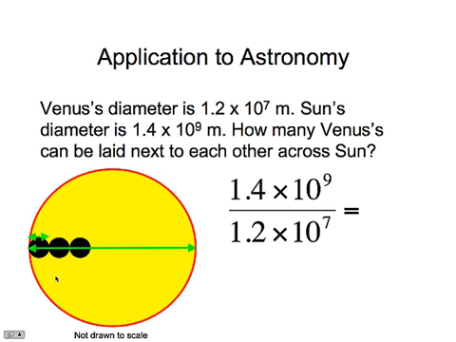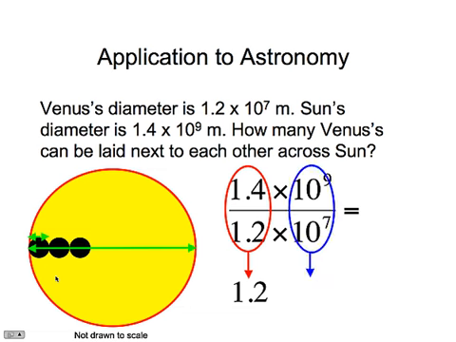First, we divide the coefficients, which gives us 1.2. It may surprise you. 1.2 squared is not exactly 1.4. However, rounded, 1.4 divided by 1.2 is equal to 1.2. Then we divide the powers of 10. 10 to the 9 divided by 10 to the 7 is 10 squared. So the answer is 1.2 times 10 to the 2 power.